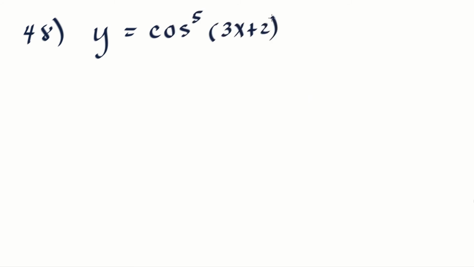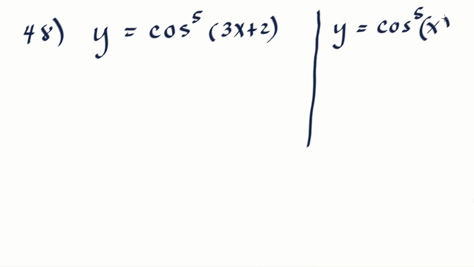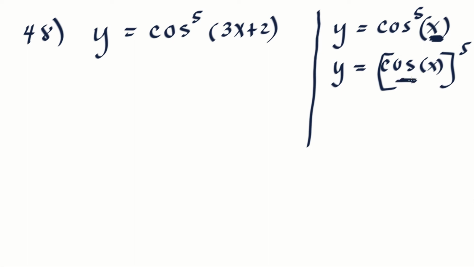Okay, let's look at number 48. Let's say we have again this trig function, cosine to the fifth of 3x plus 2. Okay, in the second part of this derivative chain rule series, I showed you something like cosine to the fifth of x. So this is like plain x right here. And the way you start doing the differentiation, I recommended to rewrite this as cosine of x and then everything raised to the fifth, so that you can see very well what the base is. Then the chain rule begins right here.